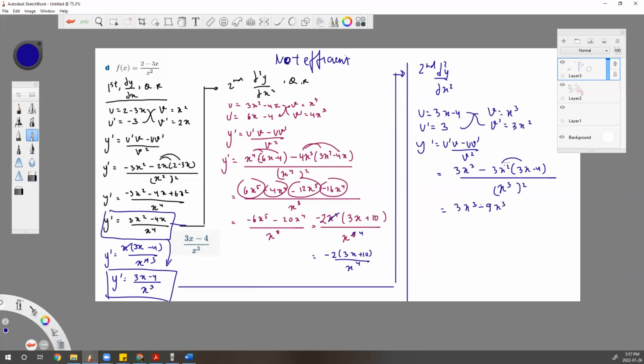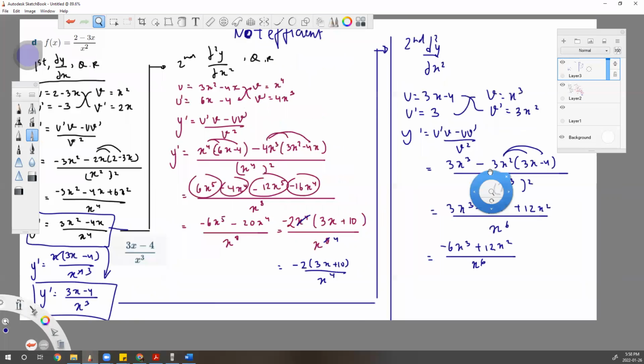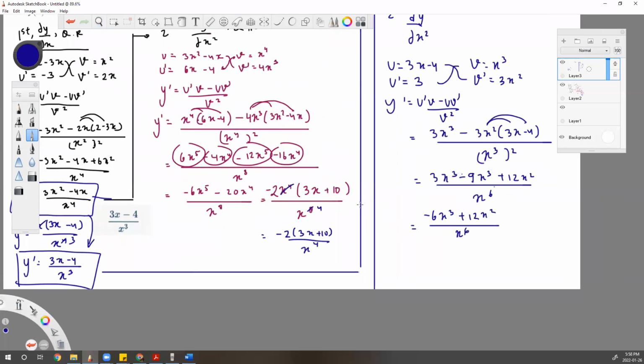9x cubed plus 12x squared over x power 6. And then negative 6x cubed, right? Collect the like terms, plus 12x squared over x power 6. Wait, did I do something wrong? It's supposed to be the same, by the way. Why? What's wrong? What's wrong?